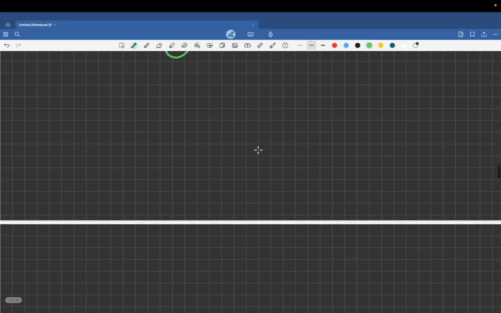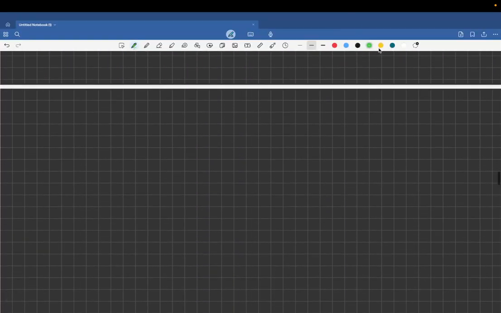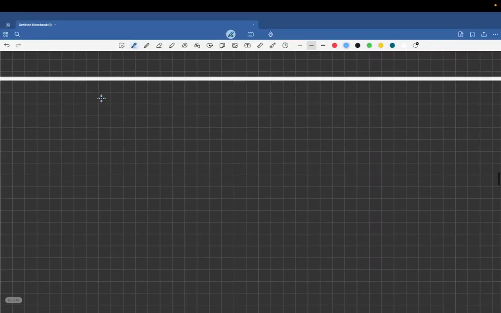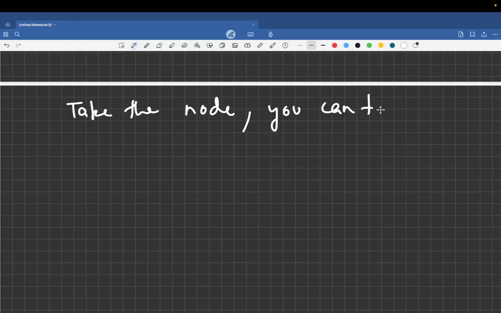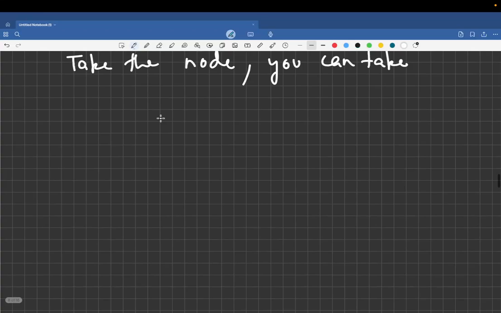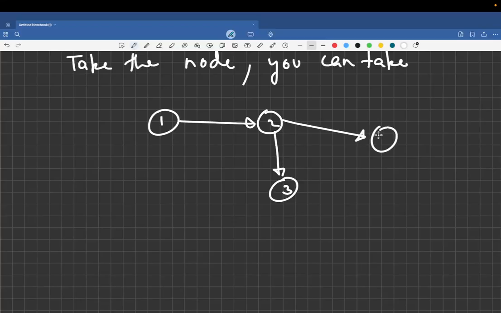Now, how do we actually do this? There is a very intuitive and very easy solution to this. The solution states that you take the node you can take. What do I mean by that? Let's suppose you have this particular graph arrangement: node 1, node 2, node 3, and node 4.